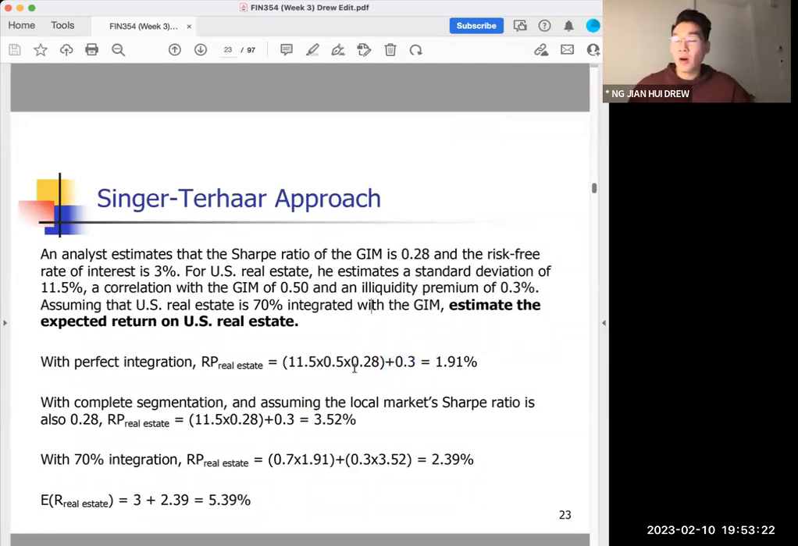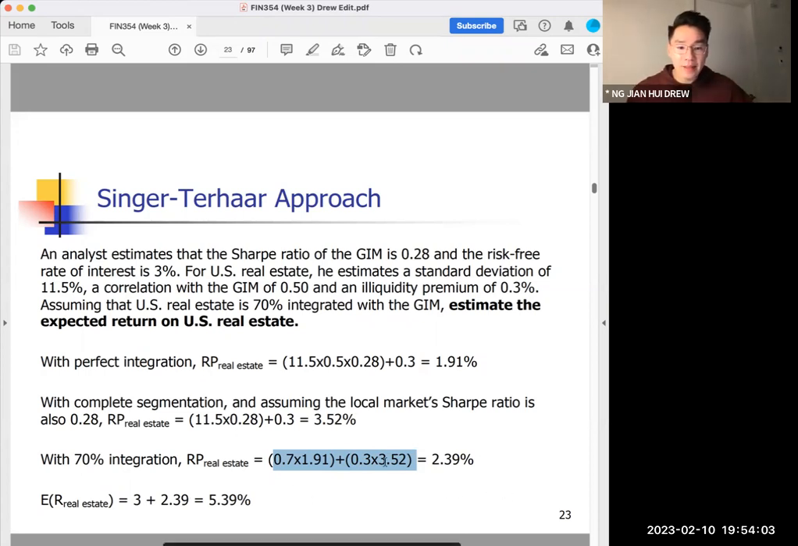Now, to get the completely segmented, it's basically the same thing, but we omit the correlation. There's no 0.5 correlation, and we get this answer here. And what happens now is that we know it's 70% integrated, so we take 70% of the perfectly integrated component and 30% of the completely segmented. So basically, it's a weighted average of each of the risk components.